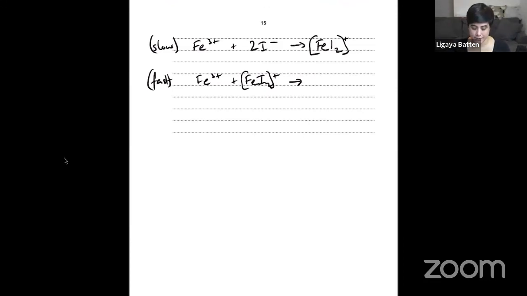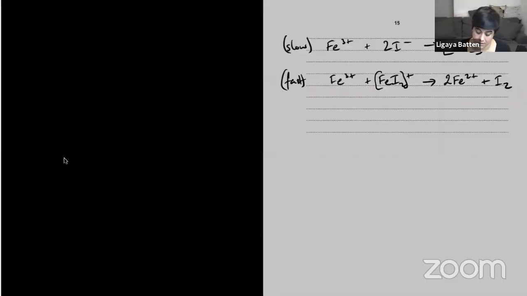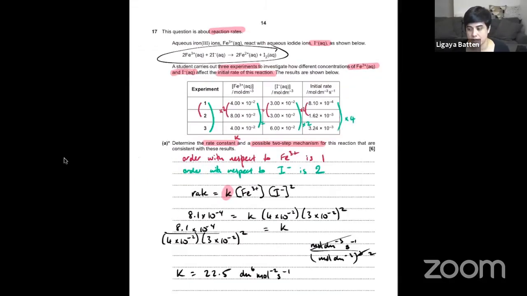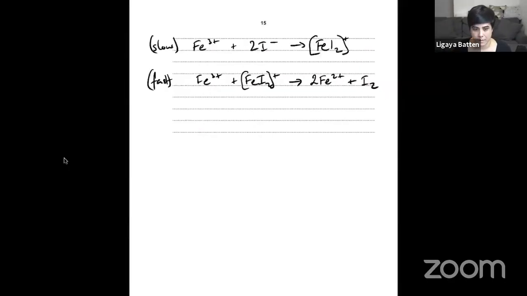And if we react Fe3+ with FeI2+, then that gives us our products from the equation. So 2Fe2+ plus I2. I haven't actually drawn the state symbols in, but I think you should draw the state symbols in because they were given to you in the original equation. So it is important to put them in. They're probably not going to be specific marking points for the state symbols, but they may not give you the full marks if you don't include them.